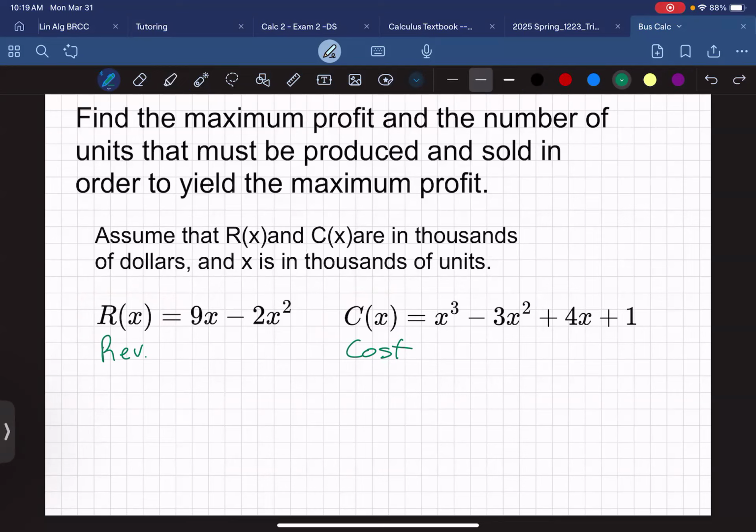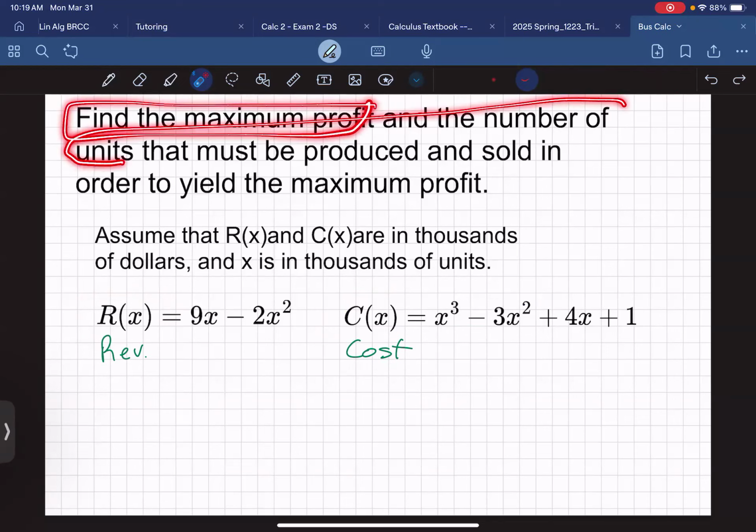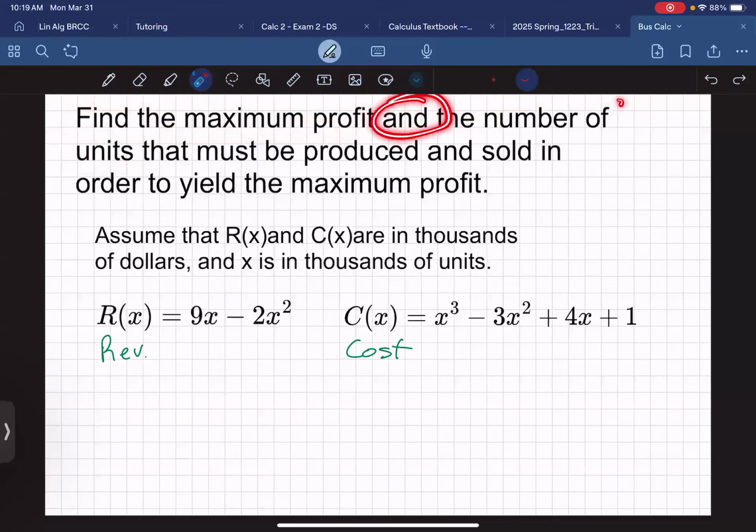Now, what you're going to see as well is they don't want me to do just one thing. They want us to find the maximum profit and the number of units that must be produced. So make sure you see that word "and" here as you're going to solve this. This is where they want both perspectives.